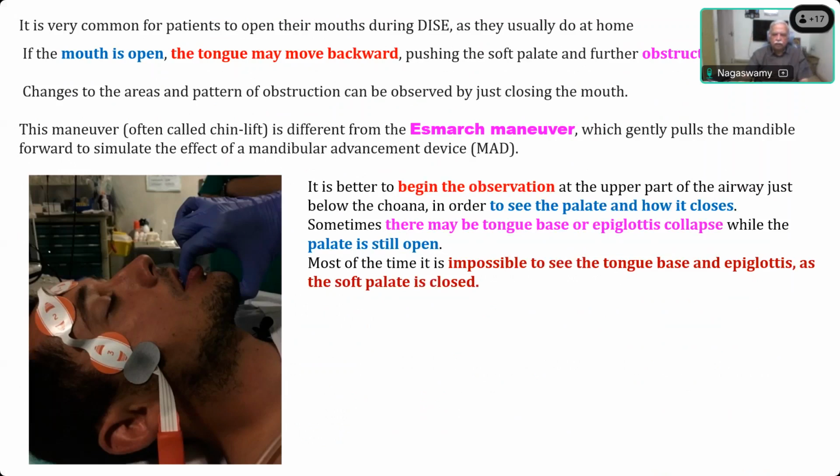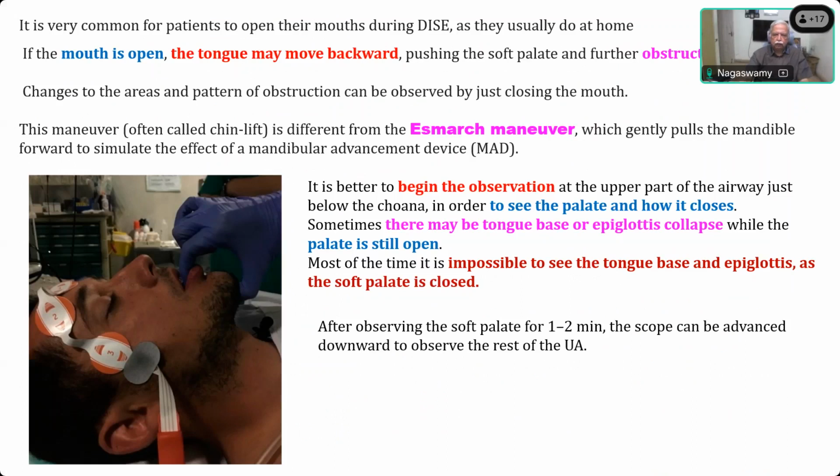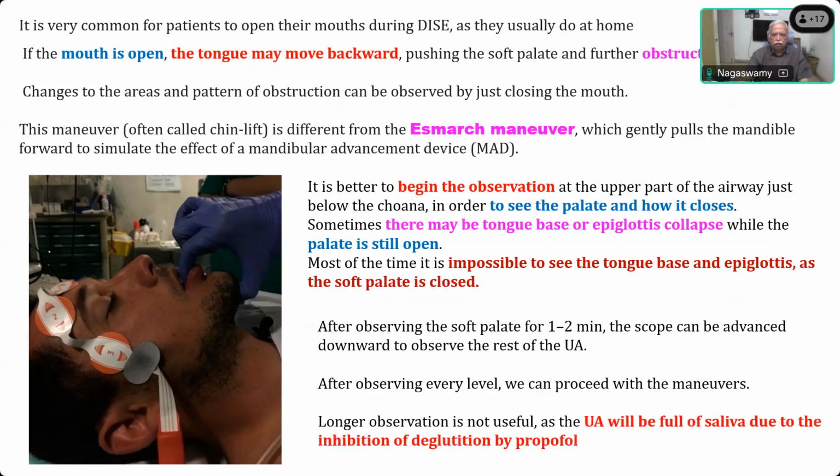And most of the time it is impossible to see the tongue base and epiglottis, as the soft palate is also falling back onto the pharynx. So after observing the soft palate for 1 to 2 minutes, the scope can be advanced downward to observe the rest of the upper airway. After observing every level, you can proceed with the maneuver. Longer observation is not useful, as the upper airway will be full of saliva due to the inhibition of deglutition by propofol. So the patient will not be swallowing, so it will be full of saliva.